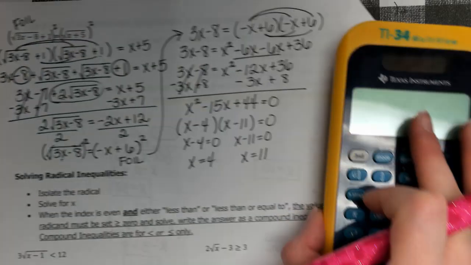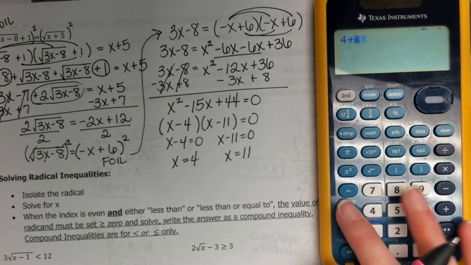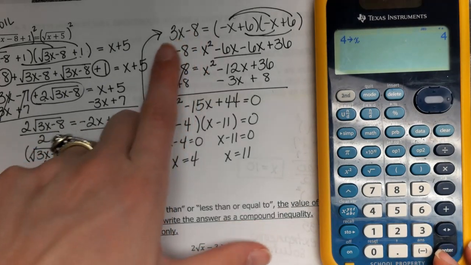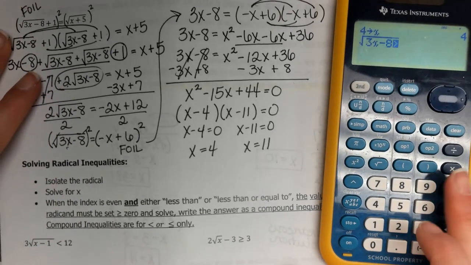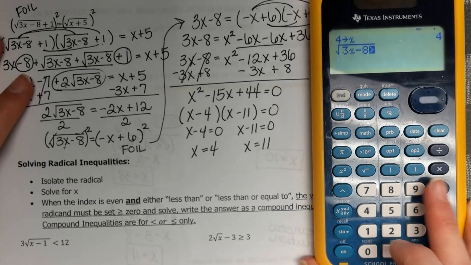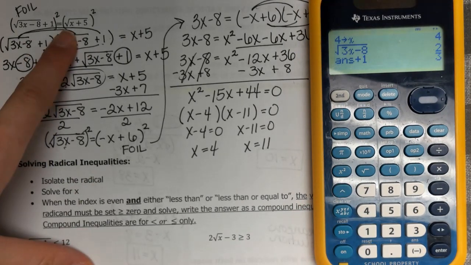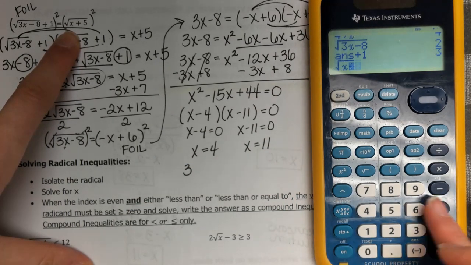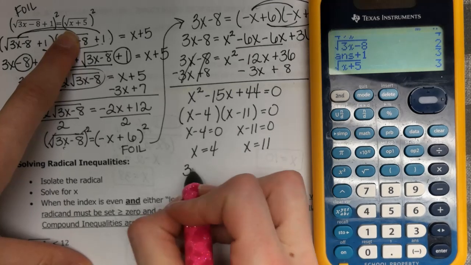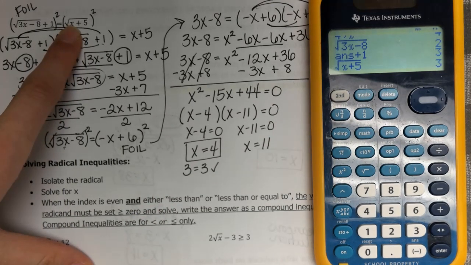So then we check. So 4 stored for x. I'm going to check my left side. Square root of 3x minus 8, nope, plus 1. That's going to give me 3. And then square root of x plus 5 also gives me 3. It's true, so x equals 4 is good.